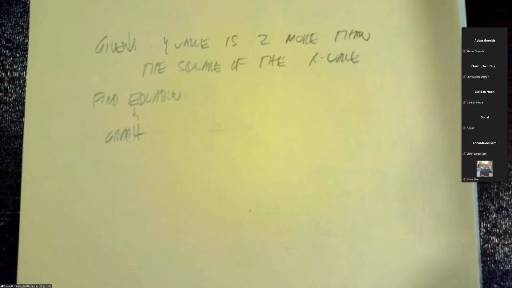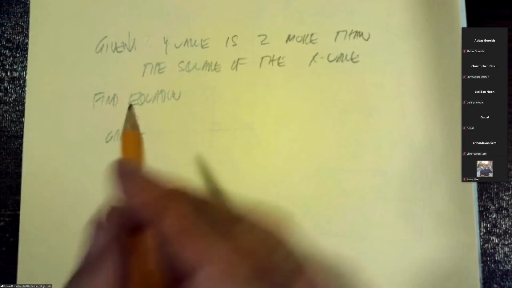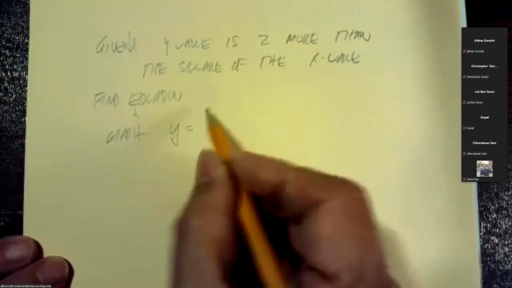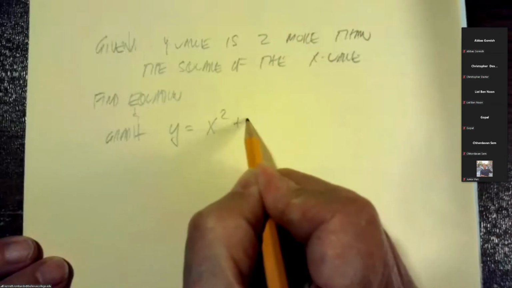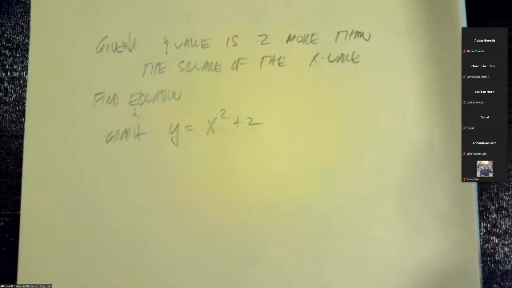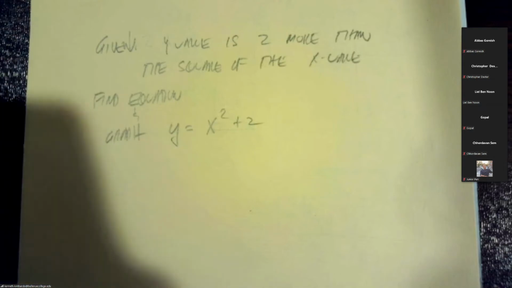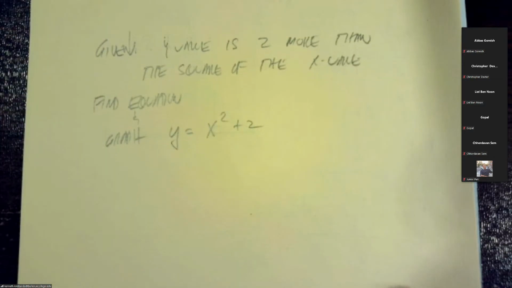Anybody? Wouldn't the equation be y equals x squared plus 2? Y equals 2 more than the square. It'd look like that, wouldn't it? Yeah. Okay, everybody agree? Anybody disagree? I agree. All right, good.